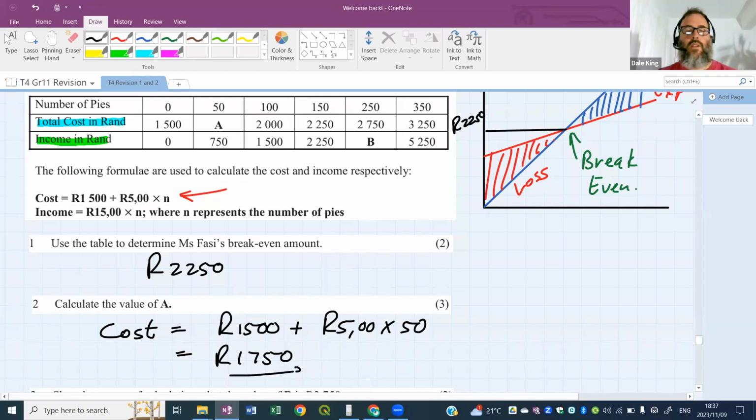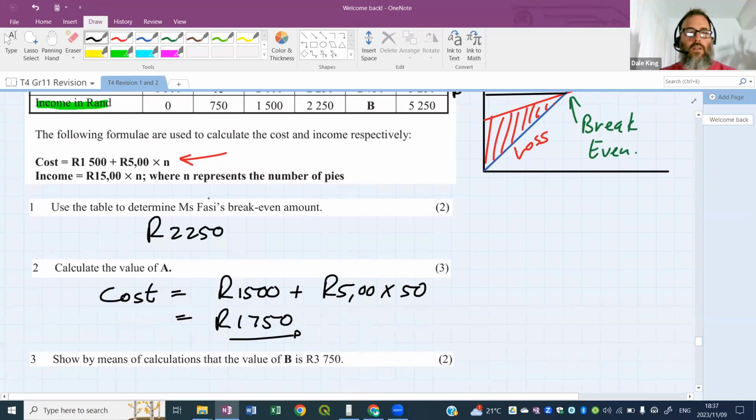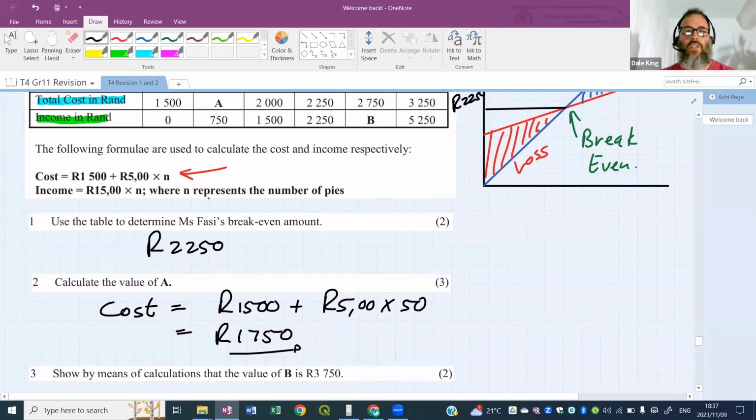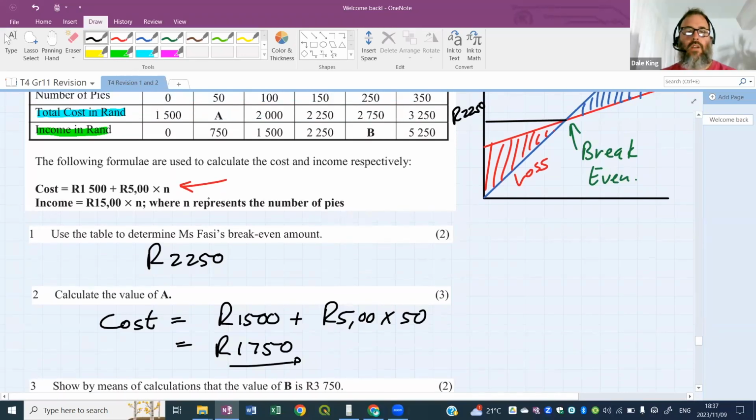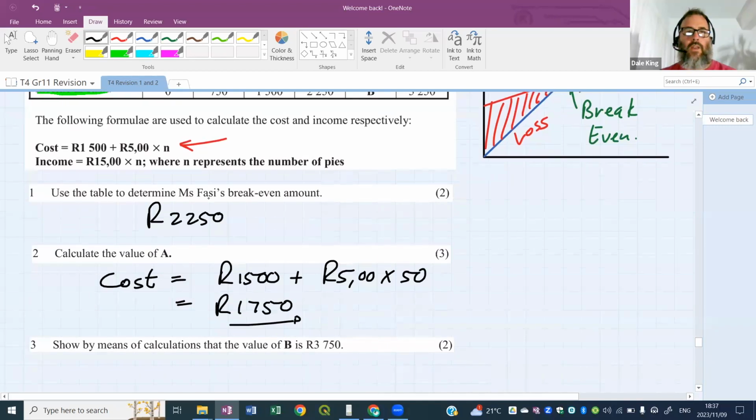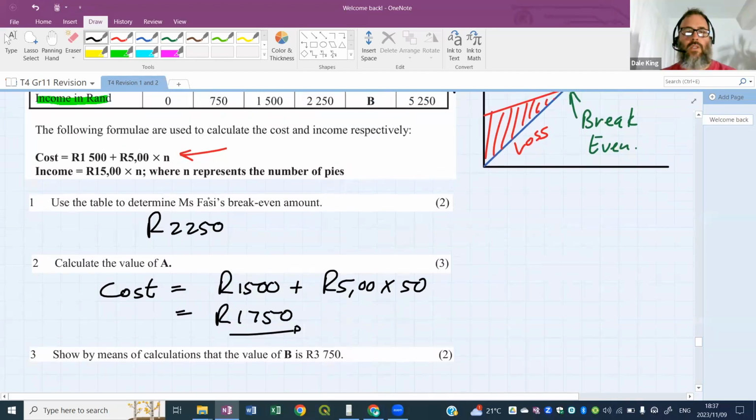Okay, well done. So that is the cost. We're just using the formula that they give us to work out the cost there. I think they're going to ask, show by means of calculation that the value of B is 3750. So they're actually giving it to you and they want you to prove it.